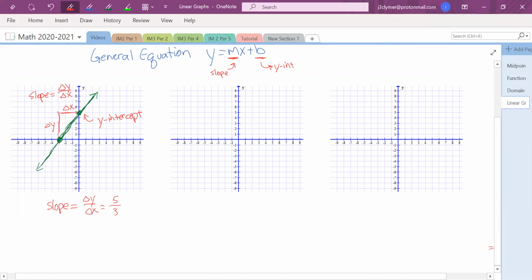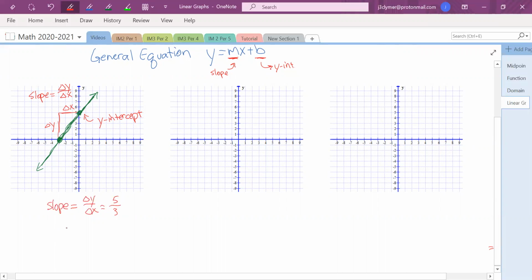And then when I go from this point to this point, I'm going right, so I'm getting bigger in my x. I'm going from a negative value to 0. I'm getting bigger, so change in x is also positive. So if you're going up, it's positive. If you're going right, it's positive. So it's a positive over a positive. Your slope is positive 5/3.